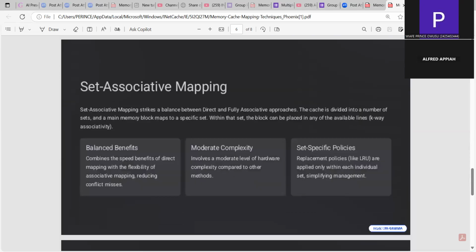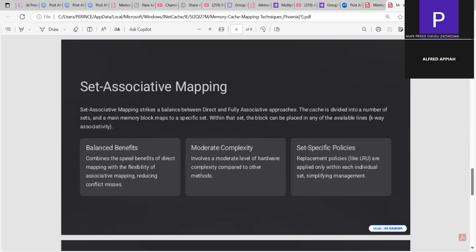Then we have the set associative mapping. It strikes a balance between direct and fully associative approaches. The cache is divided into a number of sets, and a main memory block maps to a specific set. Within that set, the block can be placed in any of the available lines.